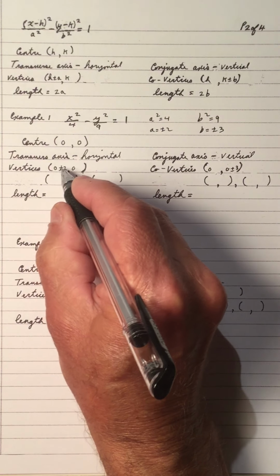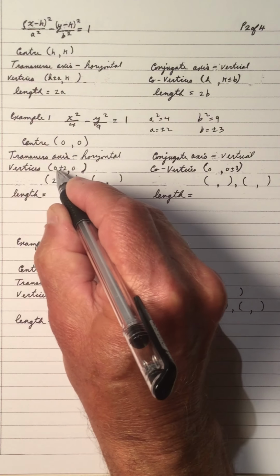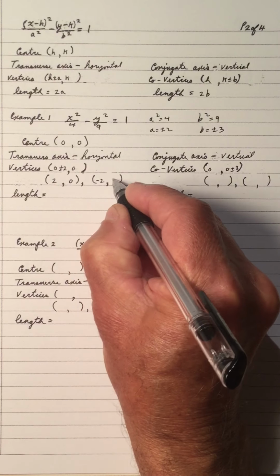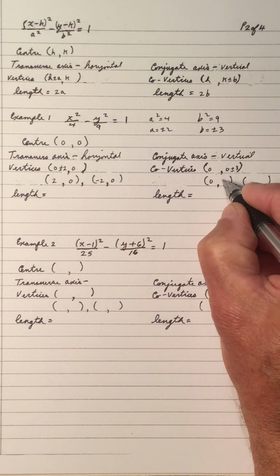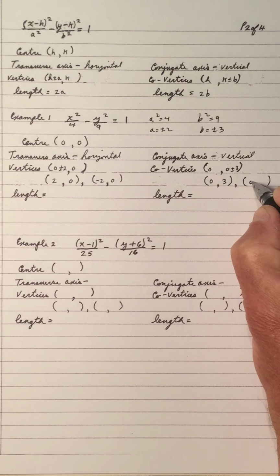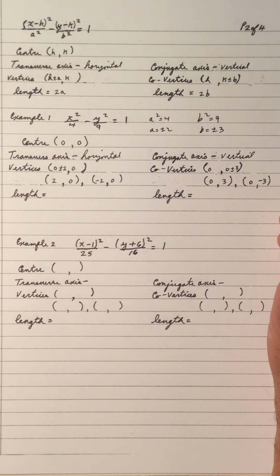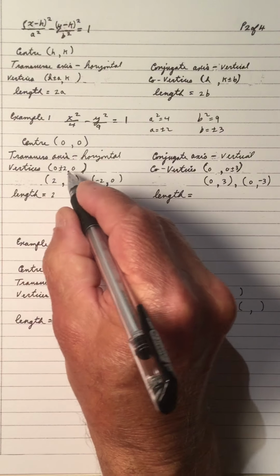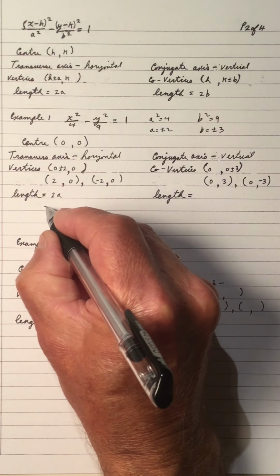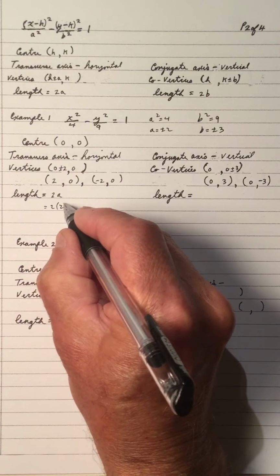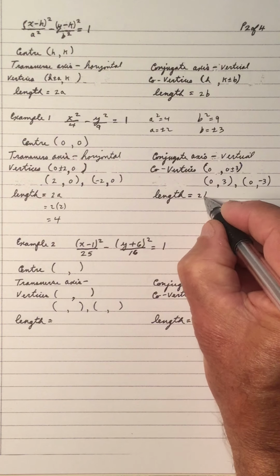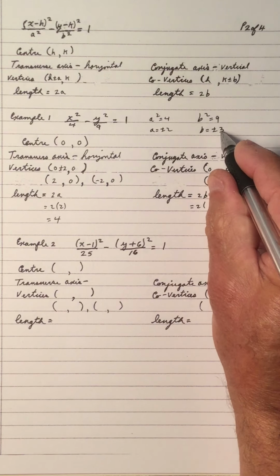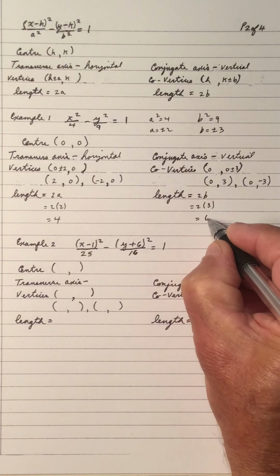So that makes 0 plus 2 is 2, comma 0. 0 minus 2 is negative 2, comma 0. And the co-vertices are 0 and 0 plus 3 is 3. And we have a 0 for the x. And 0 minus 3 is negative 3. And the length of the horizontal axis is 2 times a. So a is 2, so it's 2 times 2, so the length is 4. The conjugate axis is 2 times b. B is 3. And we have a 6.